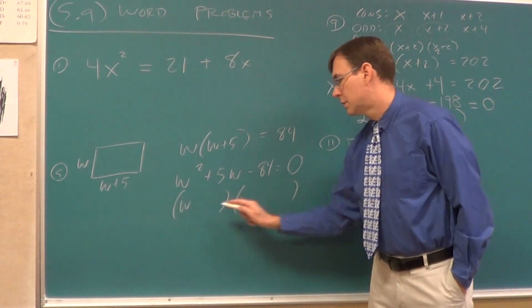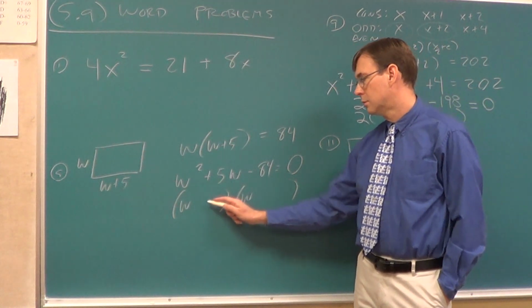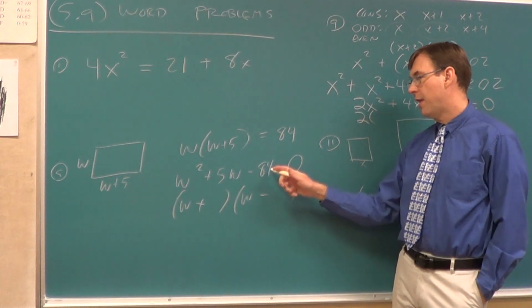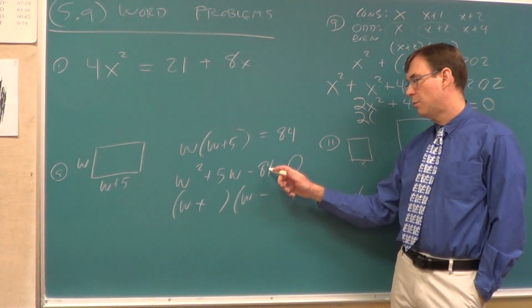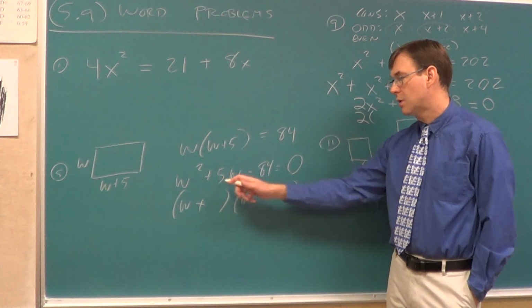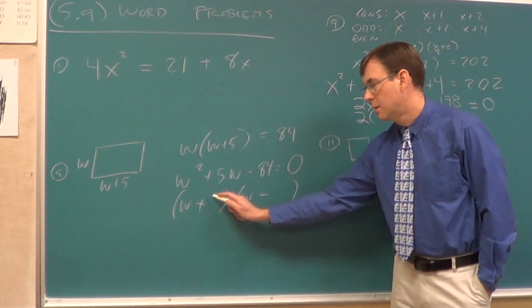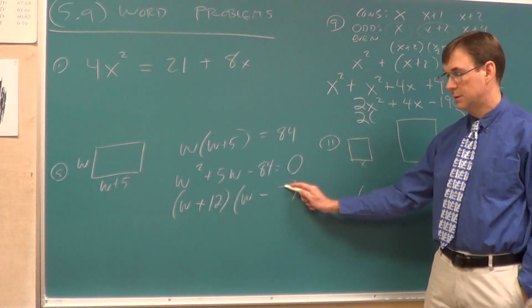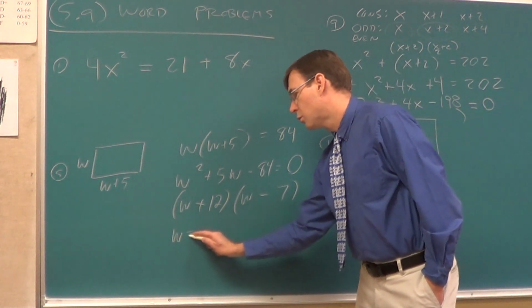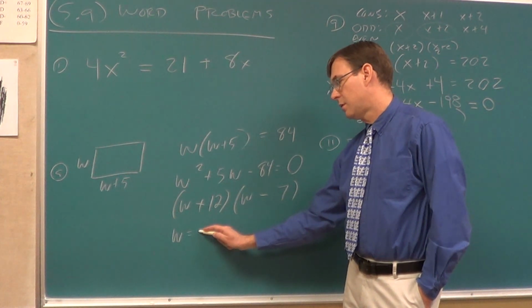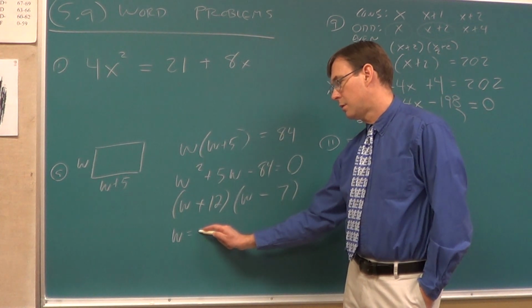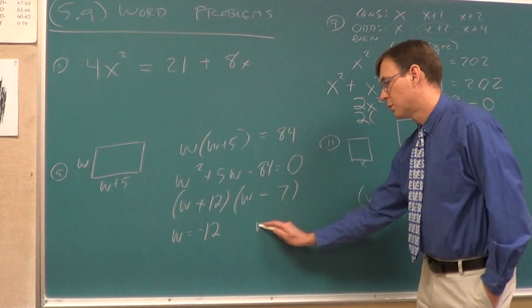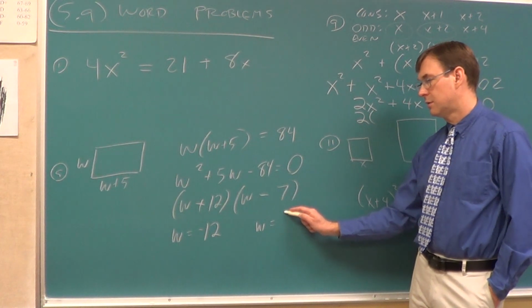Factor. W's. Signs. Different signs because of that minus. And then this is in our times tables. There are numbers that multiply to 84 in the times tables, but subtract to 5. 12 and 7. 12 and 7. Plus takes 12. Minus takes 7. So this gives us a width of 7. This one, negative 12. This would give us a width of 7.